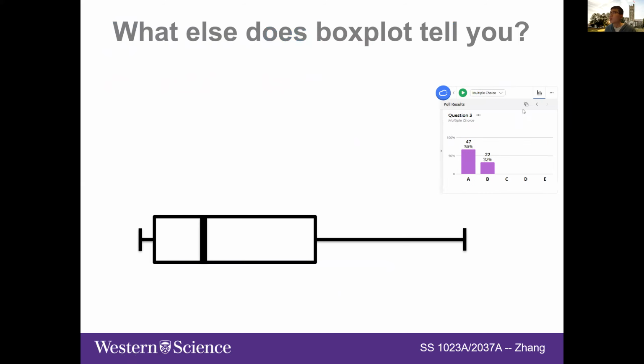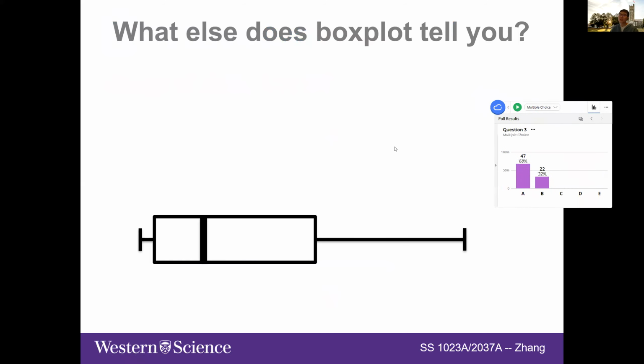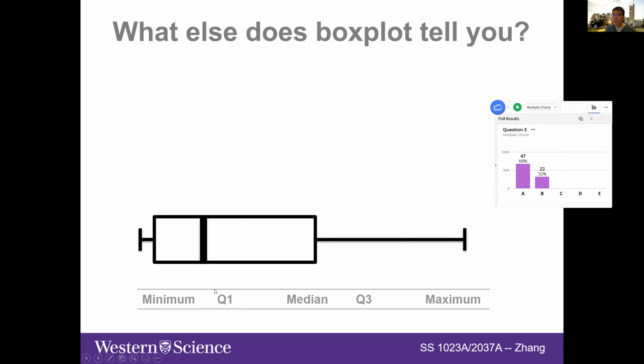Okay, so the next question is, so far we already understand how to determine the outlier according to our box plot, right? So is that all the box plot can tell us? Absolutely not. Actually, you can get more information from the box plot than you thought. I guess I actually already covered this in the video, but I'm going to go over it again.